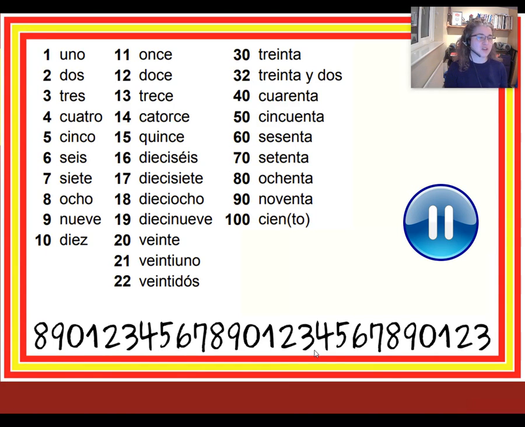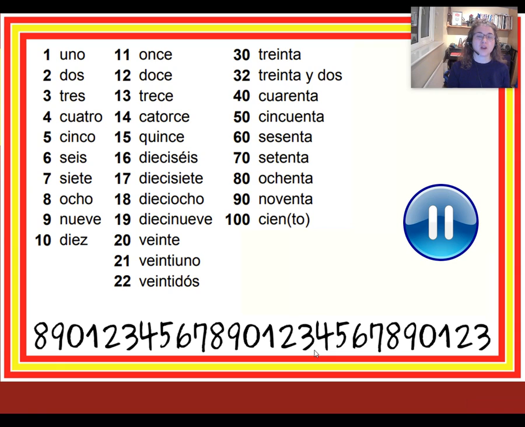Very good. So first of all, let's recap our numbers up to 100. You can see them all here. So you have numbers 1 up to 22 in full, but you don't have every single number there because the rest of them just follow patterns. So you know how to say 21 and 22. If you want to say 23 or 24, 25, all you do is take the word for 21, take off the uno, and then add on the one that you need. So if you want to say 25, take off the uno and add cinco, 25.